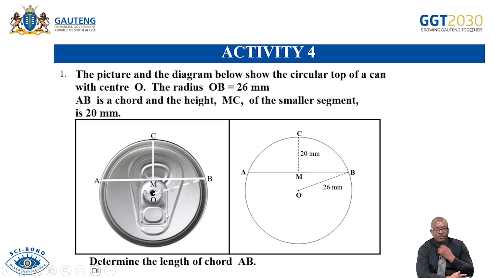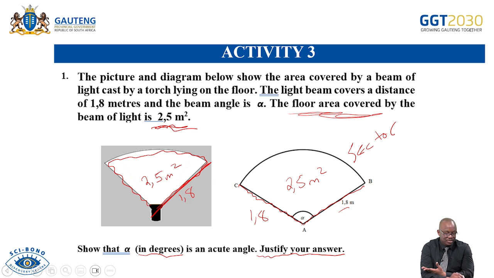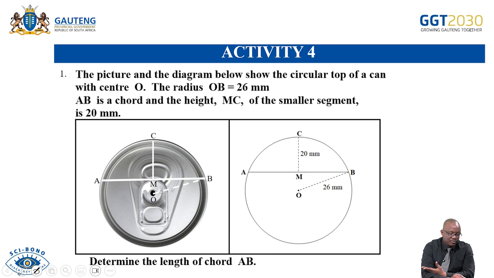This type of question is an exam type of question, and they ask them in different ways, but they ask the same thing in different contexts. You can see that the previous one we were talking about the torch. Now we are going to be talking about the top of a can. But the procedure is the same. So let's go through our activity 4.